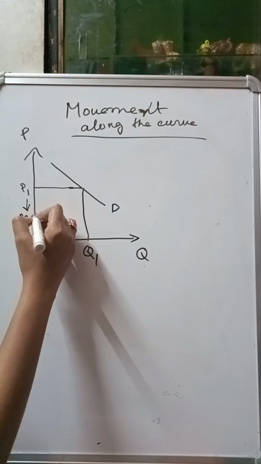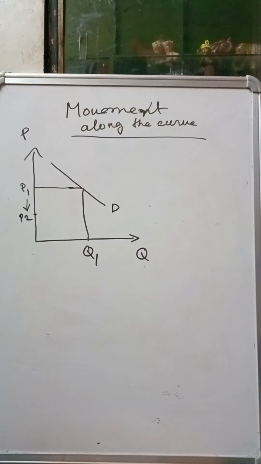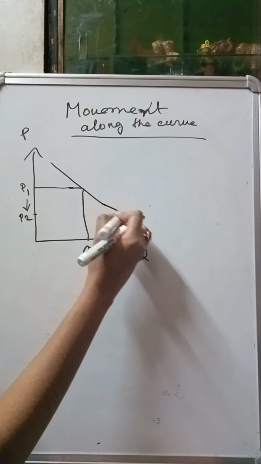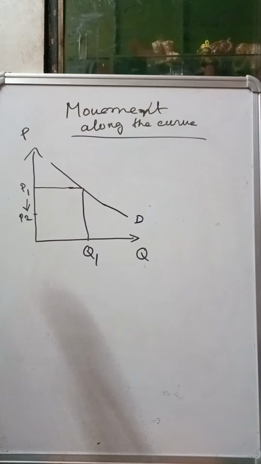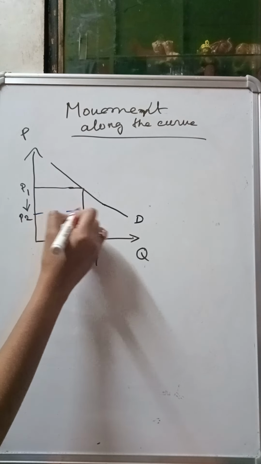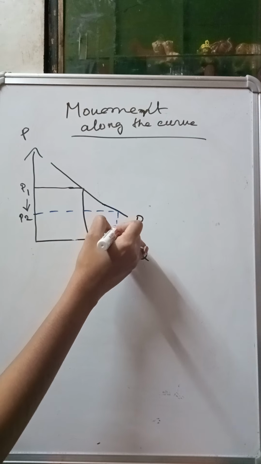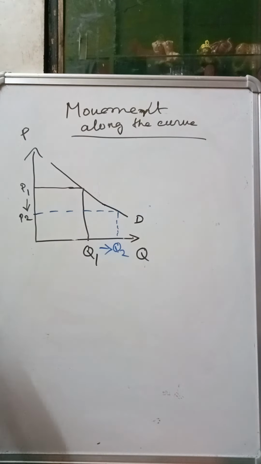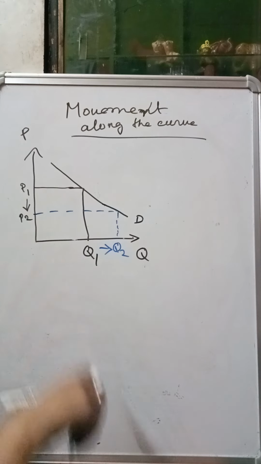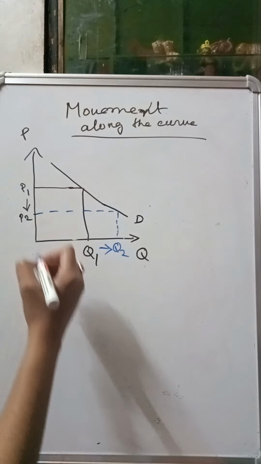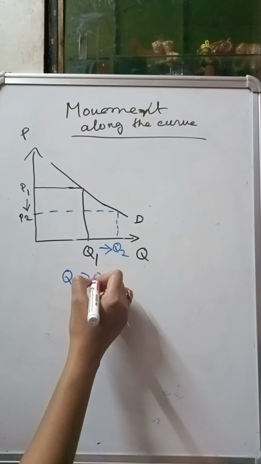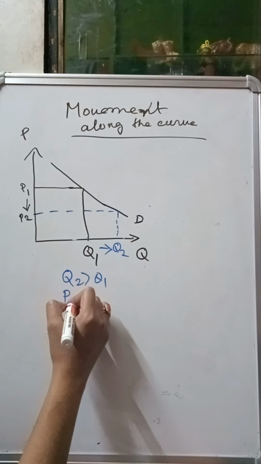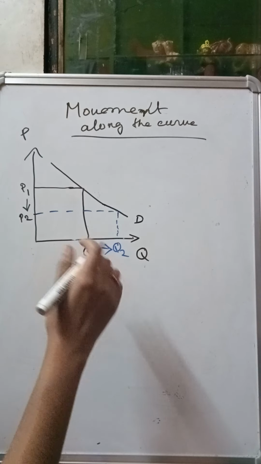Now when my price has fallen, okay, let me stretch it once. D. Okay, now when my price has fallen, the quantity demanded right now is how much? Q2. Okay, so here we can write that Q2 is greater than Q1 and P2 is less than P1.